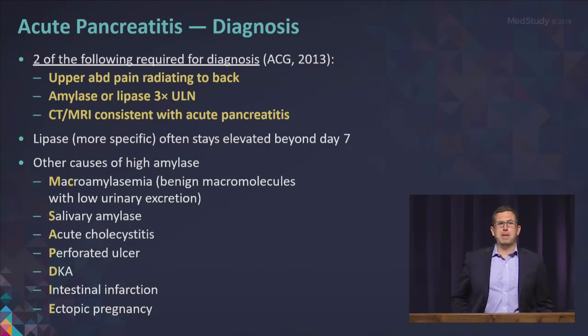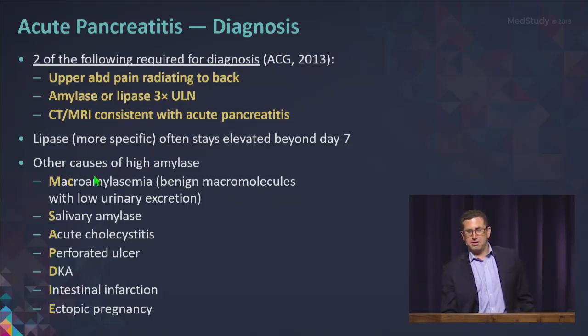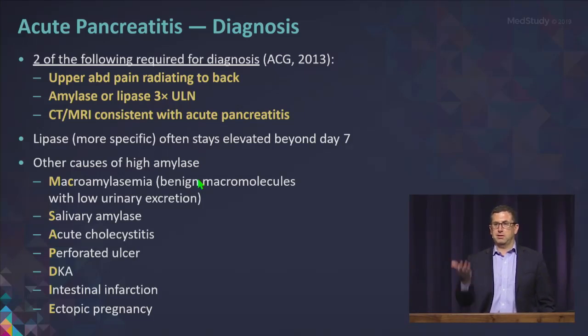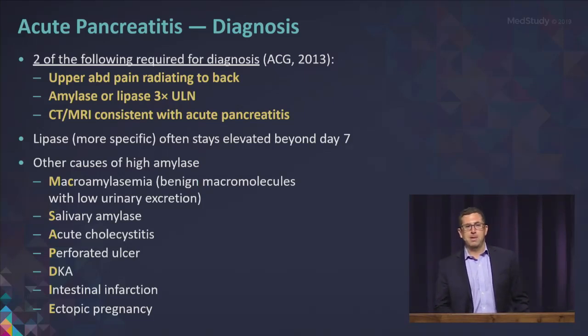The lipase is generally a better test than amylase because it's more specific and it often stays elevated beyond day 7. As you can see here, there are a number of causes of high amylase. So there's salivary amylase. Amylase can even come from the gallbladder or a perforated ulcer. So really, the lipase is a better test. You could also have macroamylasemia, which are benign macromolecules with low urinary excretion, and that could lead to a persistently high amylase in a patient without ever having had pancreatitis.